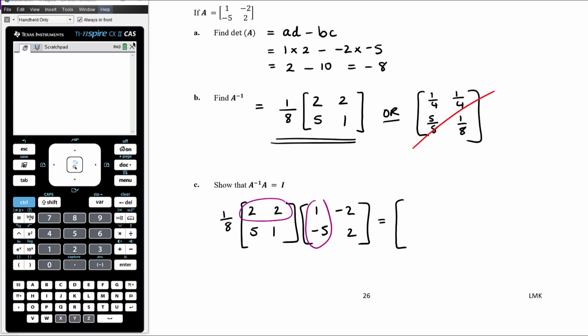Top row times left column is 2 times 1, which is 2, plus 2 times negative 5, which is negative 10. So 2 plus negative 10 is negative 8. Top row times right column, 2 times negative 2 is negative 4, plus 2 times 2, which is positive 4. Negative 4 plus positive 4 is 0. Bottom row times left column, 5 times 1 is 5, plus 1 times negative 5 is negative 5, so 5 plus negative 5 is 0. And bottom row times right column, 5 times negative 2 is negative 10, plus 1 times 2, which is 2, so negative 10 plus 2 is negative 8.